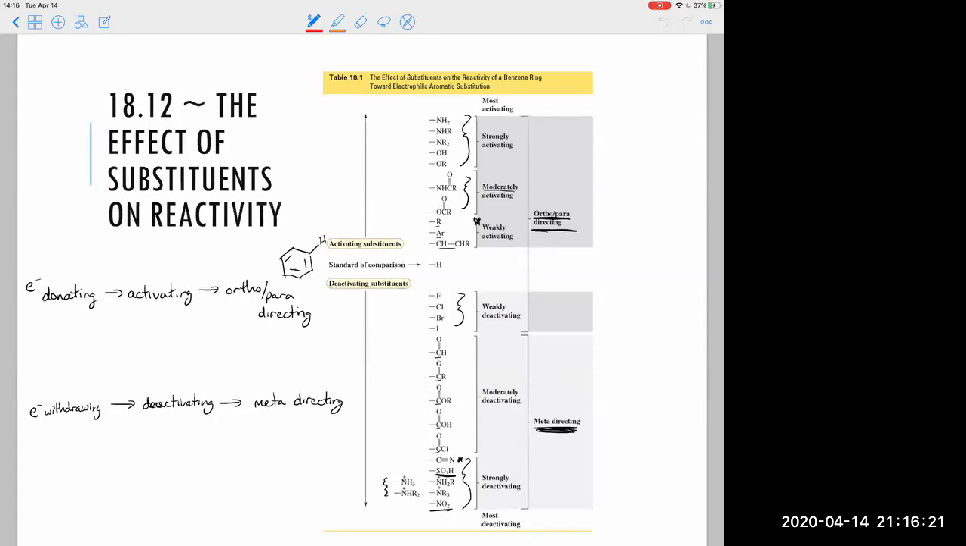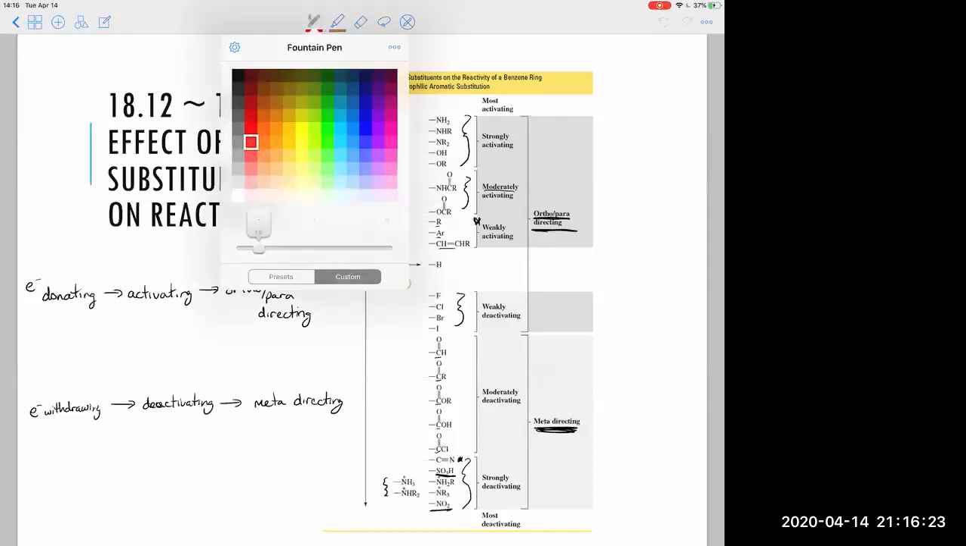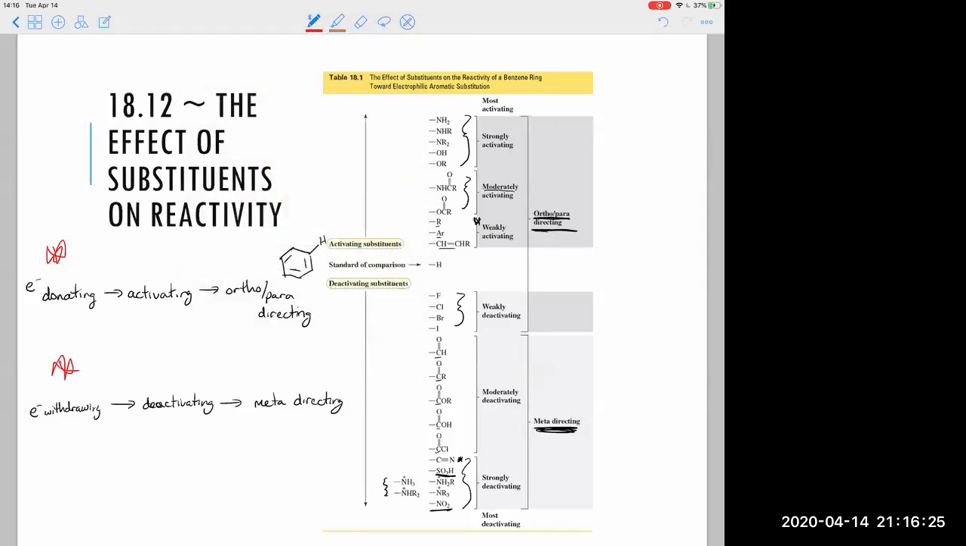All right, these two right here are really important. You should be able to identify whether your substituent is electron withdrawing or electron donating, and that'll tell you whether it's activating and ortho-para directing or deactivating and meta directing.